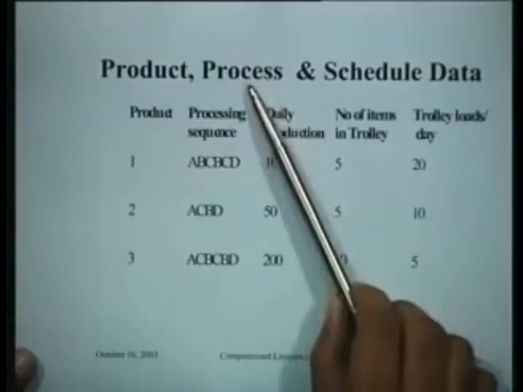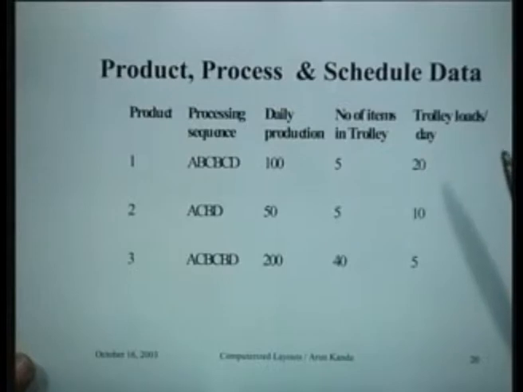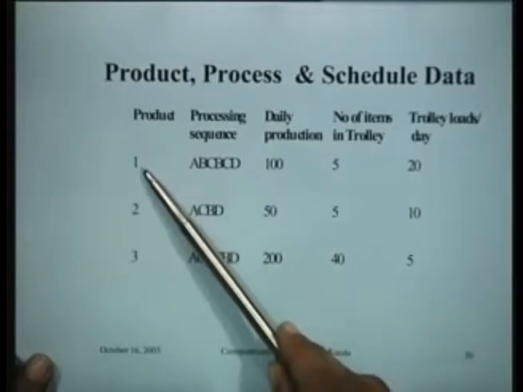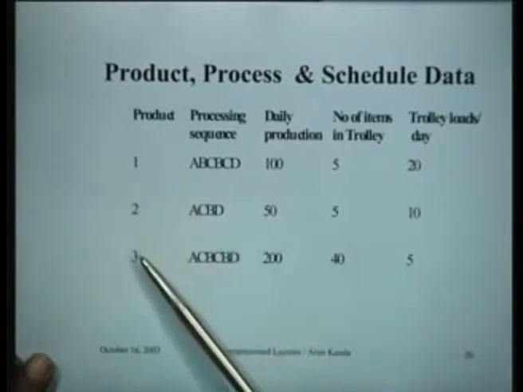Let's look at the major inputs required for this particular package. If you recall the systematic layout planning procedure, which says what the various inputs are, these inputs pertain to the product, process and schedule, right? So let's take an example, and in this example we are dealing with three products. Let's call them 1, 2 and 3.